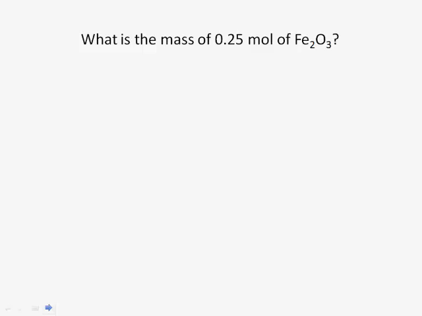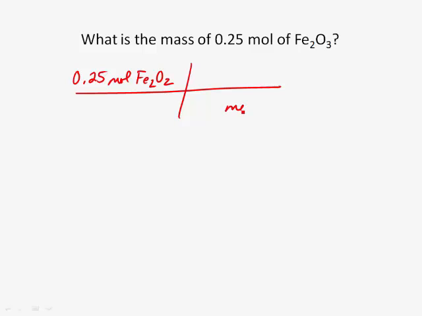Okay, so here we have: what is the mass of 0.25 moles of iron 3 oxide? Okay, so let's just lay this out first. All right, if we were going to lay this out the same way as we did before, moles of this, moles to grams is 1 step. Moles to grams. All right, and I use the values off the periodic table.